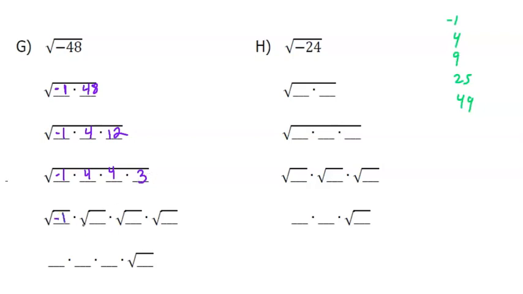So we can rewrite this as the square root of negative 1 times the square root of 4 times the square root of 4 times the square root of 3. The square root of negative 1 is i. The square root of 4 is 2. The square root of 4 is 2. And the square root of 3 is irrational, so we leave it alone.